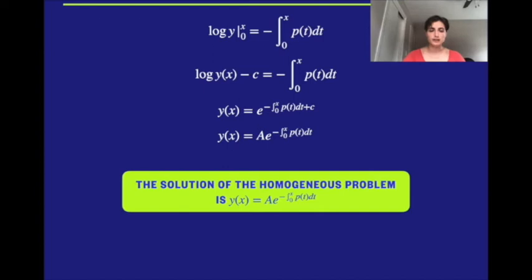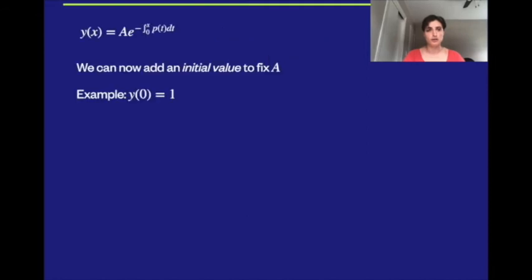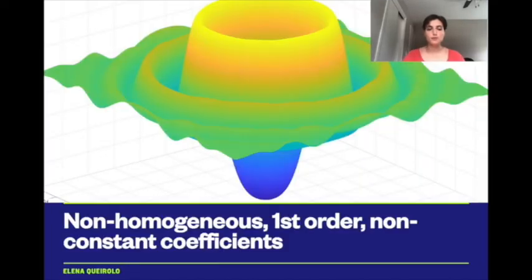As you can see, you can still have some freedom in choosing a if you have a boundary condition or an initial condition. For example, if we had an initial value for, let's say, y(0) equal to 1, well, we can fix the value of a explicitly. Let's go into the non-homogeneous case.